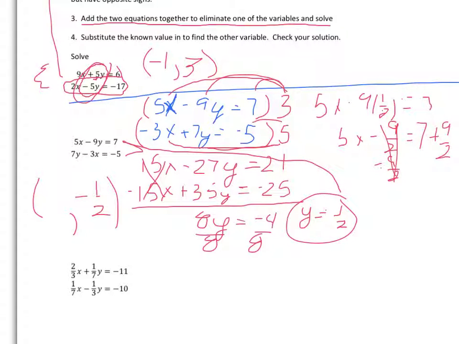So we get cancellation over here, so it carries down as a 5x. Now over here, our 7 plus 9 halves, we need a common denominator. So multiply by 2 over 2. So that gives us 14 halves plus 9 halves, which 14 halves, oops, hold on. Okay, so sorry about that.